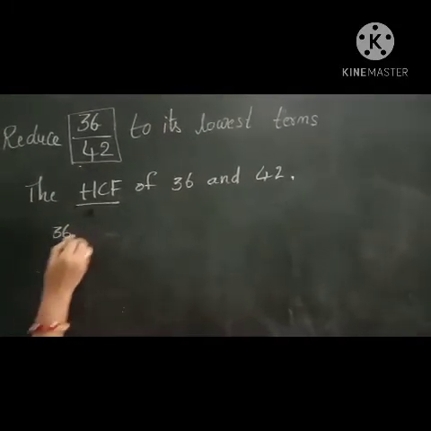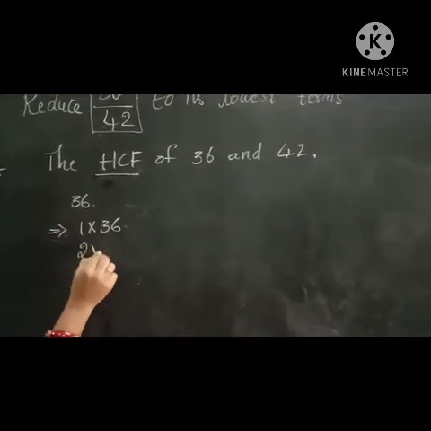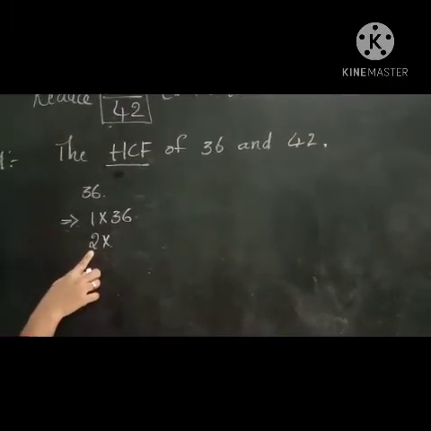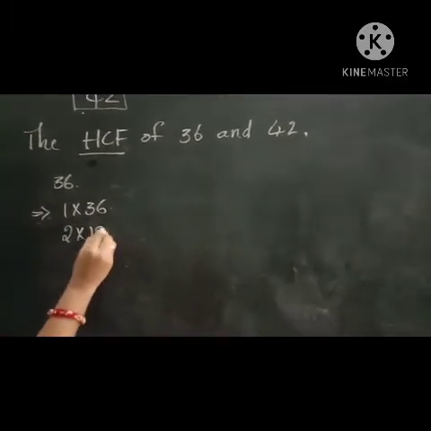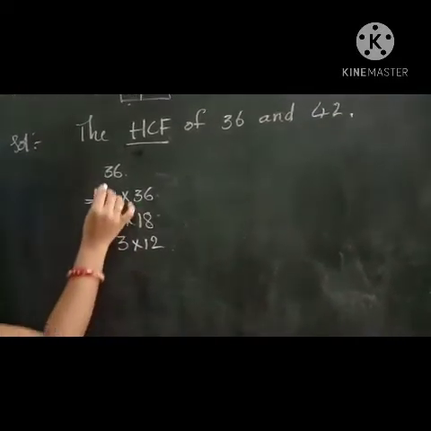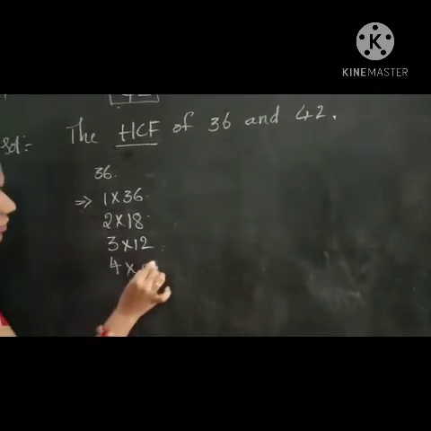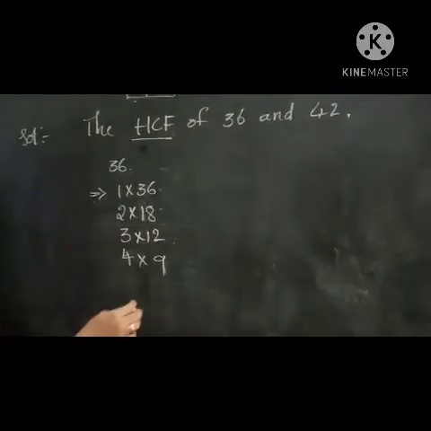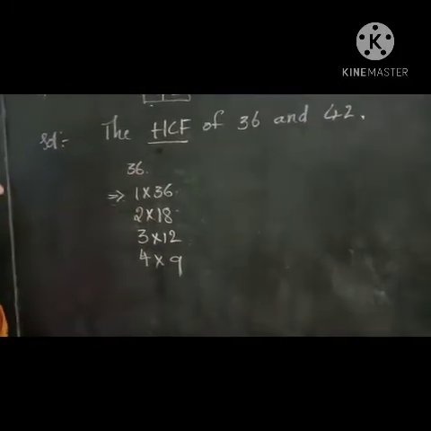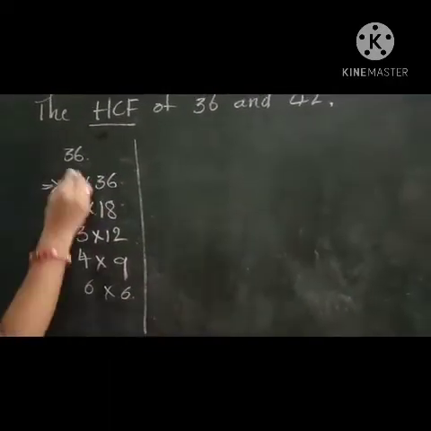See here, 36. 1 into 36. In the 2 table, is 36 there or not? Yes. How many times? 2 into 18. Next, 3 into 12. In the 4 table, is 36 there or not? Yes. How many times? 4 into 9, 4 9s are 36. In the 6 table, is 36 there or not? 6 6s are 36. These are the factors of 36.